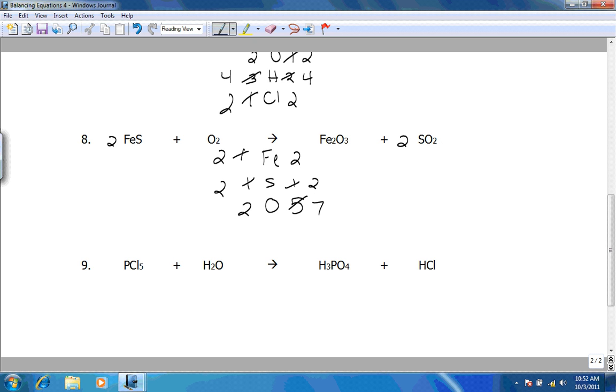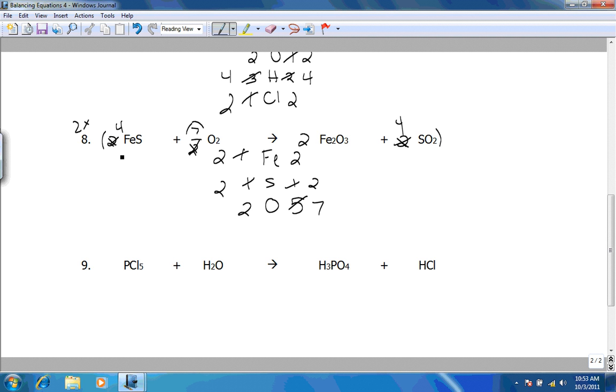Now we have a problem here. No matter what I do, there's nothing I can multiply O2 by in order to get 7. So what I end up doing is I'm going to multiply by 7 halves. And then I'm going to multiply everything through by 2, so that way I can get rid of that half. So that 2 now becomes a 4. The 7 halves become a 7. Fe2O3 is 2, and we have that as 4.